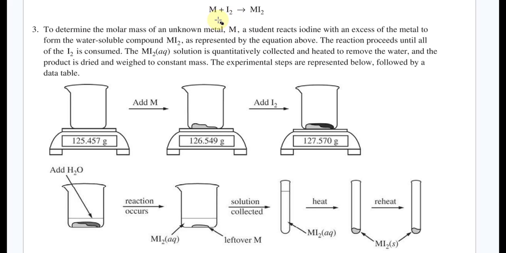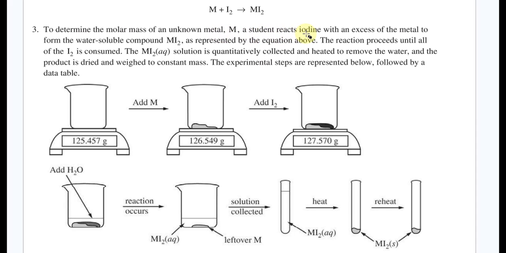We've got a metal reacting with iodine to make a compound, MI2, probably an ionic compound. The stoichiometry is 1:1, so that's good. We don't have a complication about having to worry about changing moles. Let's read it. To determine the molar mass of an unknown metal, so we're going to find the molar mass of this metal, grams per mole. So we got to have grams and moles.